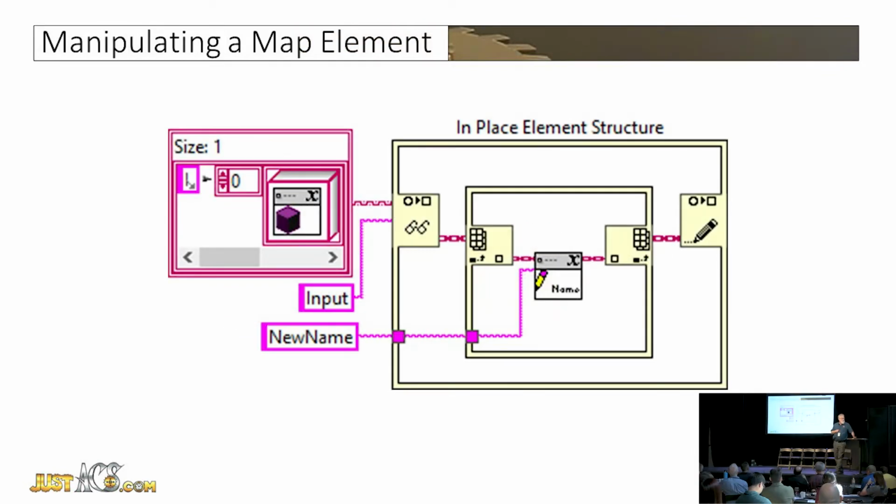I mentioned that in-place element structure, that in-place map access. That's a new border node on the in-place element structure that lets us manipulate the data in the map in place, which is really performant. Here I'm changing the name of one of my step variables in the map, so I don't have to pull it out of the map, incur that copy penalty, make a change, and then overwrite what's in the map. I can just change it in place. Really useful.